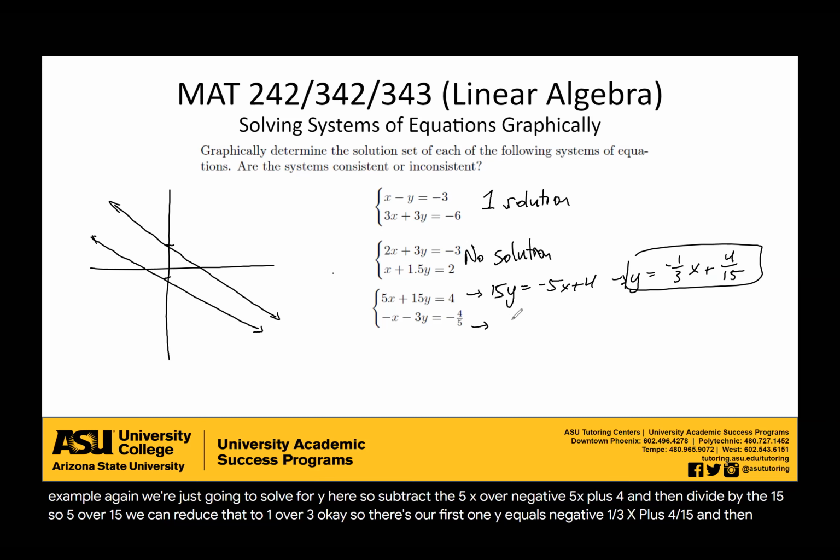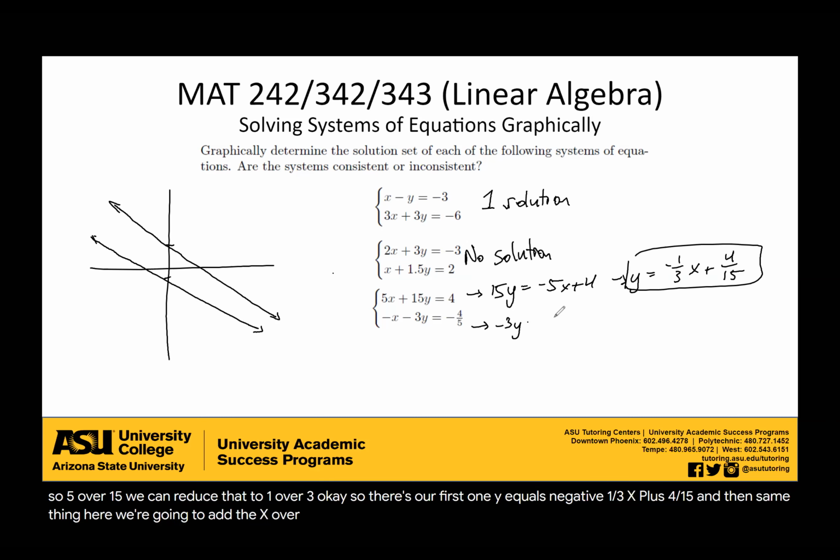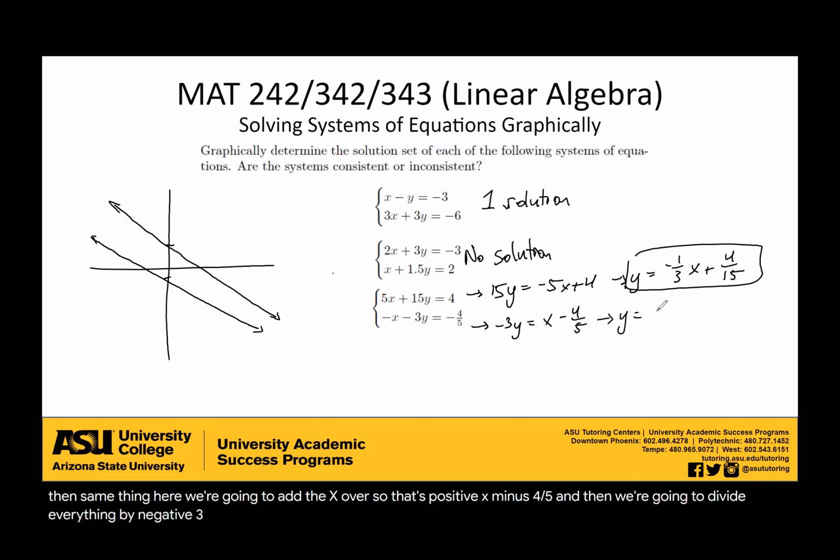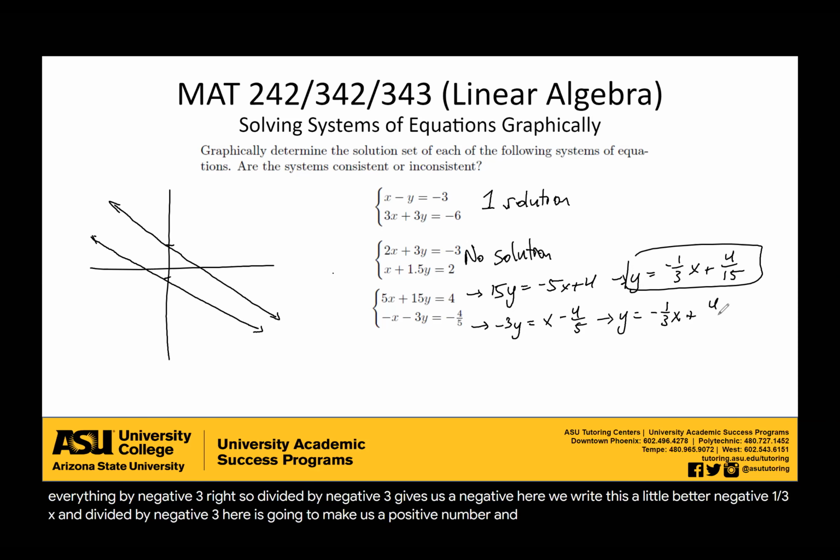And then same thing here, we're going to add the x over. So that's positive x minus 4/5. And then we're going to divide everything by negative 3. Right, so dividing by negative 3 gives us a negative here. Let me write this a little better. Negative 1/3 x. And dividing by negative 3 here is going to make us a positive number, and it's going to be 4/15.